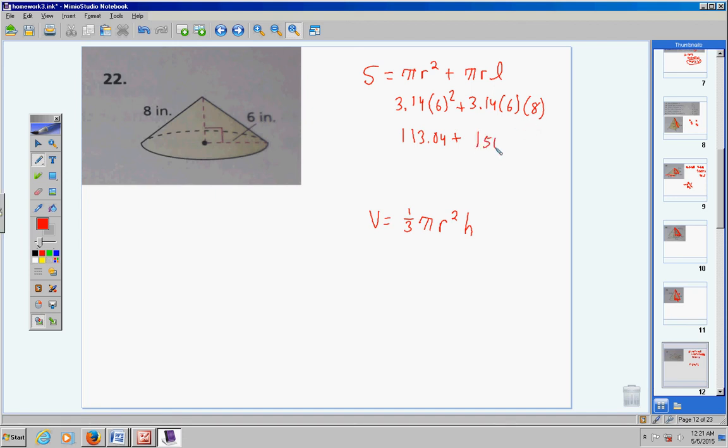Now let's add these two numbers together, and we're going to get 263.76 surface area, so square inches. Alright, and the answer to that is 263.9, so close enough. Now let's find the volume of this cone. So the volume is 1/3 times pi, which is 3.14, times radius squared. Of course, the radius is 6, and then we're missing again the height.